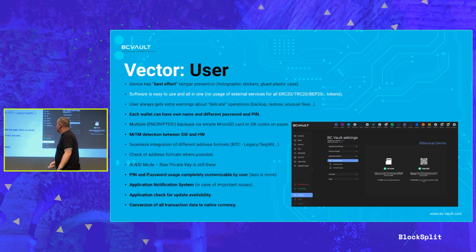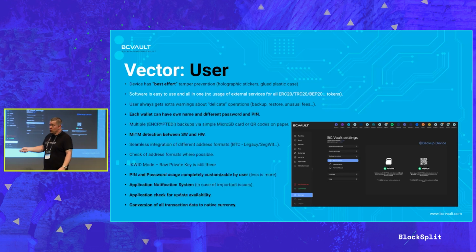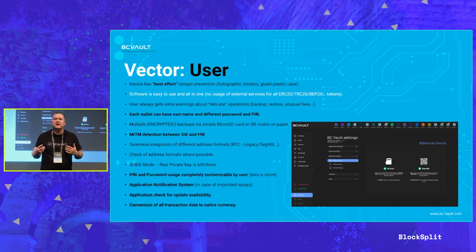Man in the middle is detected. Support of all different addresses as Bitcoin, SegWit, Legacy, everything as one wallet. It's a Bitcoin wallet, come on. The user doesn't care about SegWit and Legacy and private segregated witness stuff, whatever. It's a Bitcoin wallet. We will take care of it.